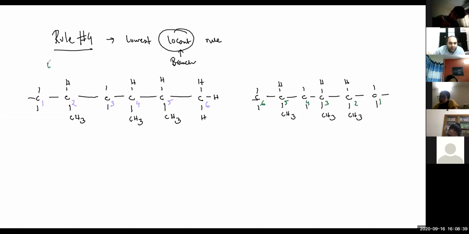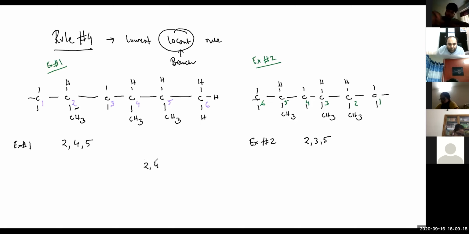তাহলে এটা হলো আবার এক্সাম্পল নাম্বার 1, এক্সাম্পল নাম্বার 2। তাহলে এখানে তোমার ব্রাঞ্চ কোথায় কোথায় আছে? 2 তে আছে, 4 এ আছে, আর 5 এ আছে, এক্সাম্পল নাম্বার 1। আর এক্সাম্পল নাম্বার 2 তে you have a branch on 2, 3 and 5. তাহলে 2 4 5, 2 3 5। তোমার লোয়েস্ট পসিবল লোকেন্ট কম্বিনেশন কোনটা? এক্সাম্পল 1 নাকি এক্সাম্পল 2?